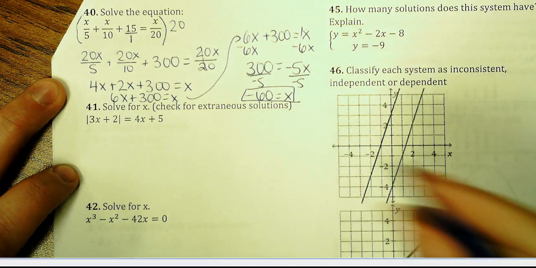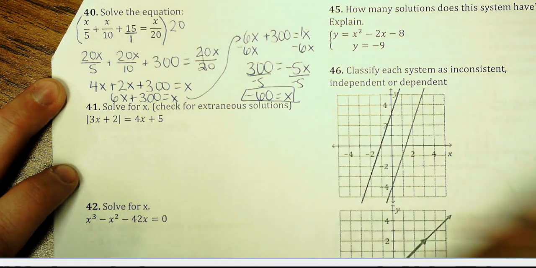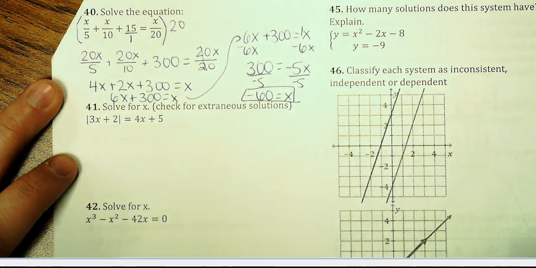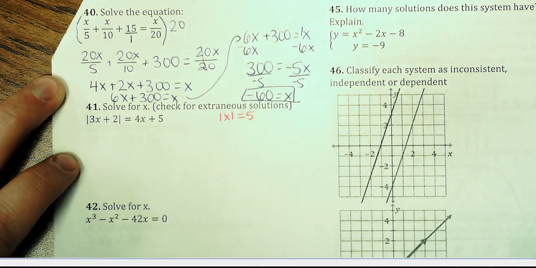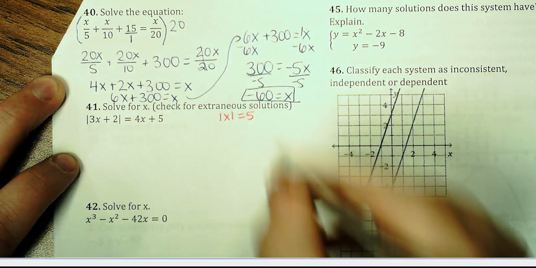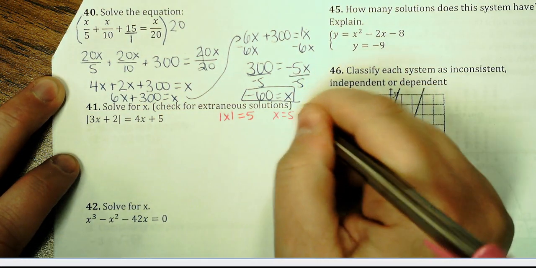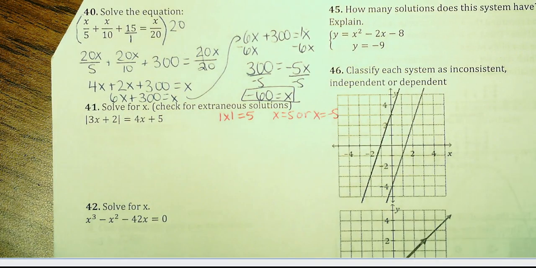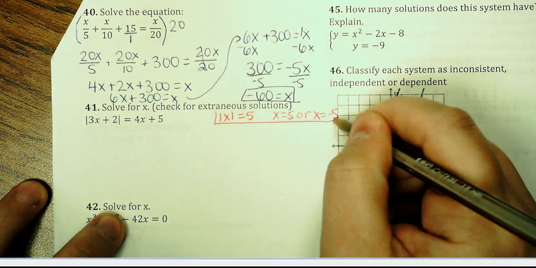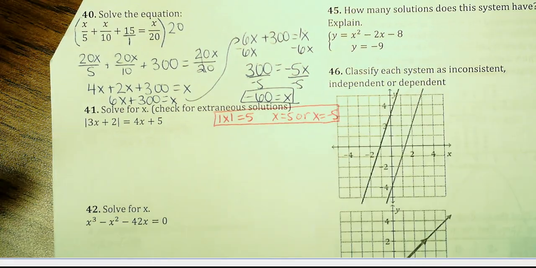Okay. Little tiny example before I start this question. So let me grab a different pen. Okay, if I have absolute value of x is equal to 5, just a real basic example, that means x is 5, or x could also be negative 5. Both of those would be solutions to that absolute value. So I'm going to keep that in mind.